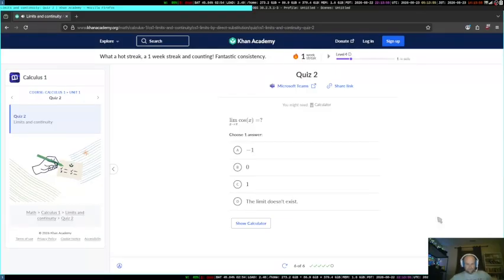Okay. Limit as x approaches pi of cosine of x is going to be -1. Because like I said, cosine's a continuous function. You just plug pi in. Cosine of pi is -1.